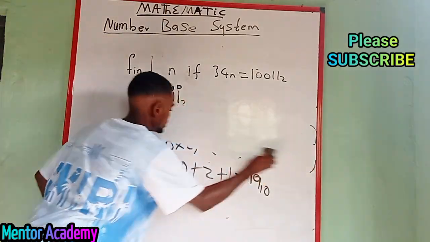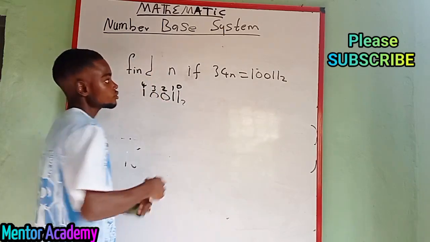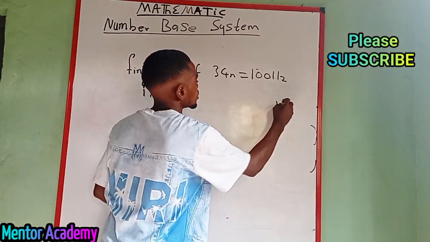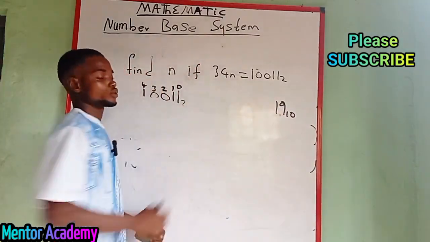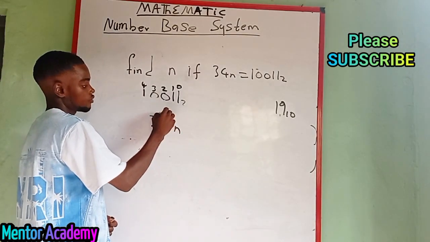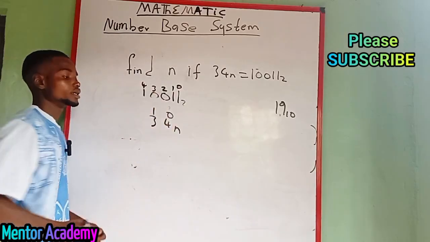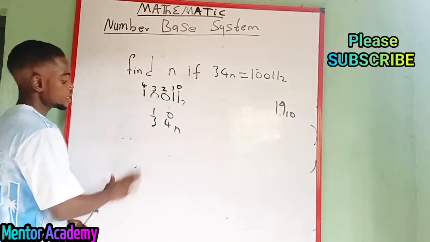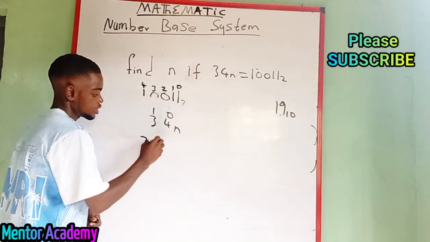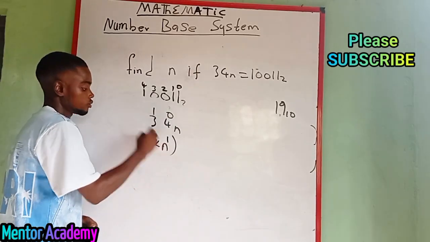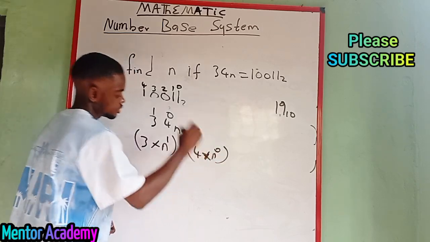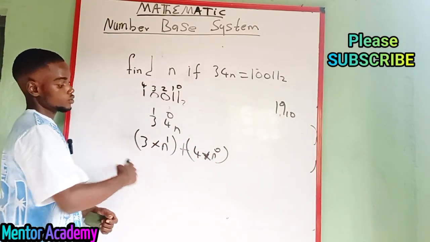So the next one again, we are going to convert this other number to base 10. All right, so we're going to go in this form, 3, 4, base 10. We start with 0 and then 1. So what we're going to do here, like we know already, we're going to say 3 multiplied by n raised to power 1, bracket, plus 4 multiplied by n raised to the power 0.